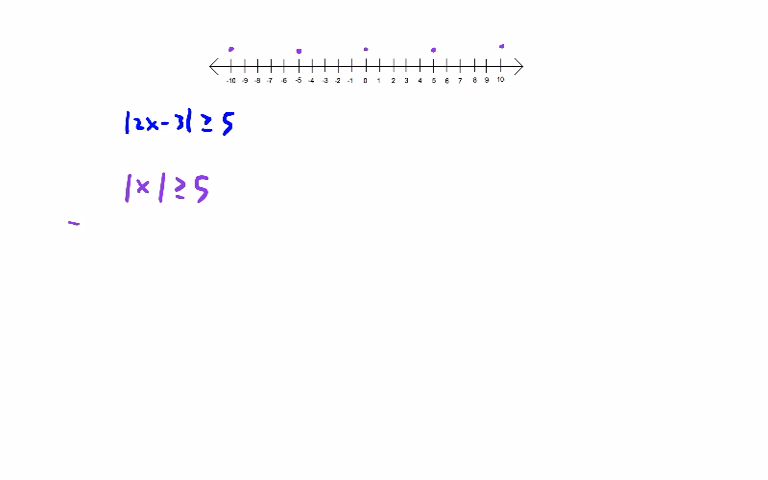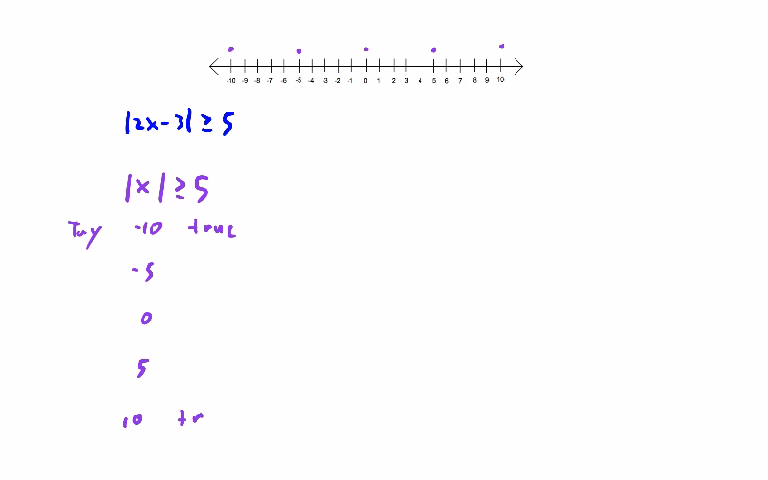So let's try negative 10, negative 5, 0, 5, and 10, and determine if it makes it true or not. If I were to substitute negative 10 into the absolute value sign, I would get 10 is greater than or equal to 5, which is clearly true.